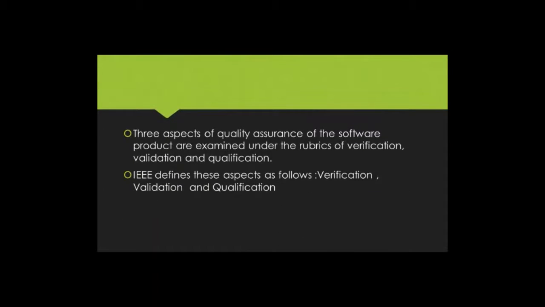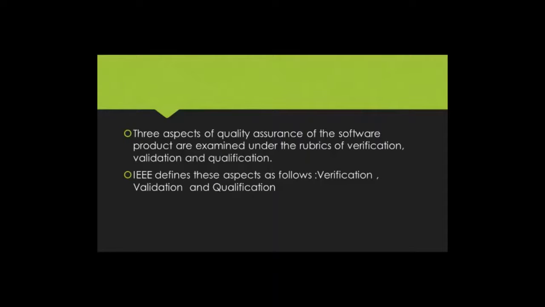Hello teacher. Our topic for presentation part 3 is verification, validation and qualification. Three aspects of quality assurance of a software product are examined under the rubrics verification, validation and qualification. The Institute of Electrical and Electronics Engineers defines the three aspects as follows.